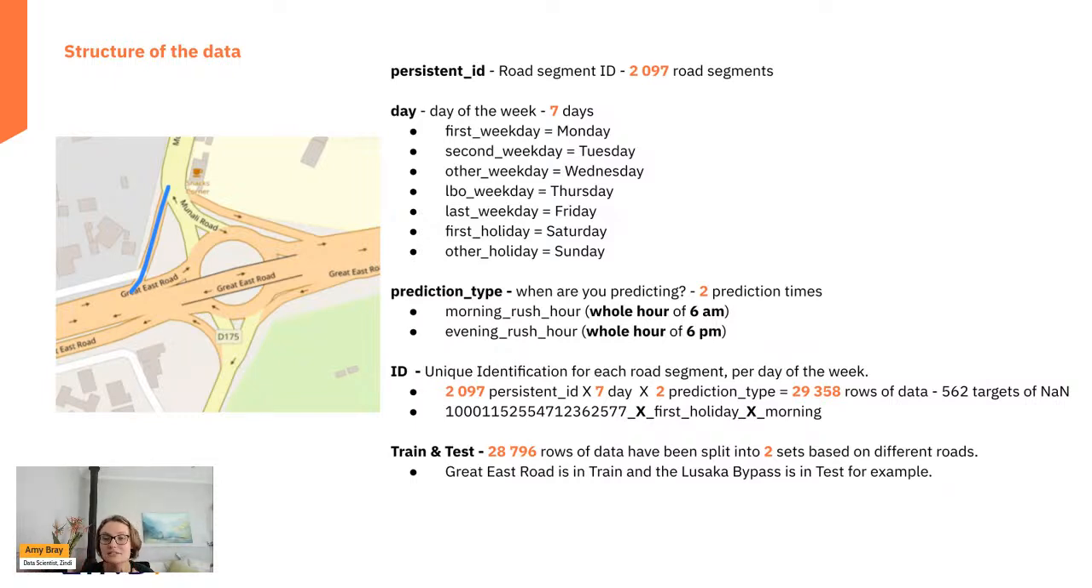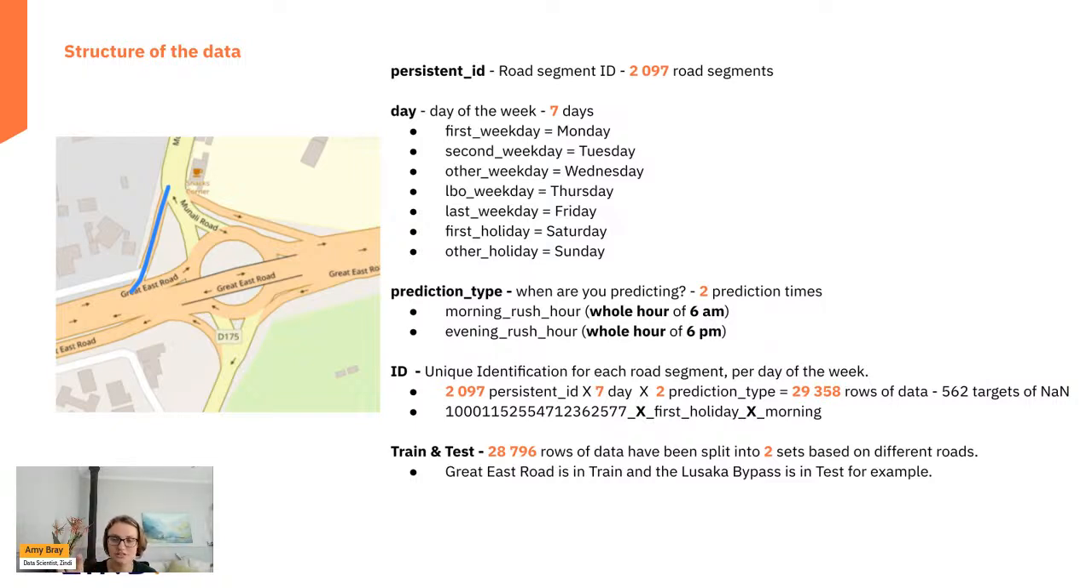And there are 2,097 road segment IDs. So it gets a bit confusing. It took me a while to work it out as well, so don't worry. For every road ID, we've got the average speed or data for the day of the week. So we have 7 days of the week. So we have our first weekday Monday, second weekday Tuesday, other weekday Wednesday. The naming is a bit weird, but that's okay. You're just going to use your data science brain on this.